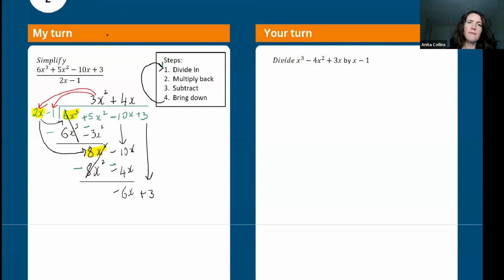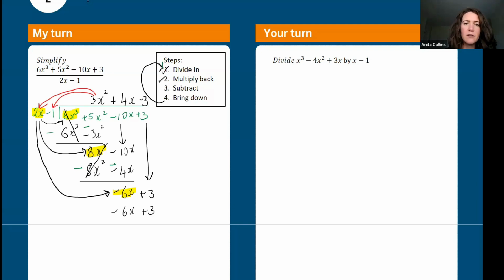Dividing. The first term, the 2x, divides into the first term down here. 2x divided into minus 6x is minus 3. Or 2x times what gives minus 6x? Minus 3. Divide in, done. Multiply back. Minus 3 is going to multiply by each of the two terms. So minus 3 times 2x is minus 6x. Minus 3 times minus 1 is plus 3.